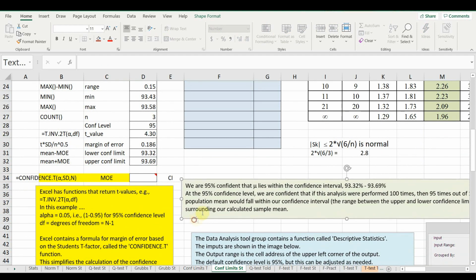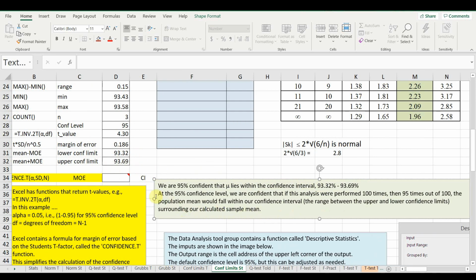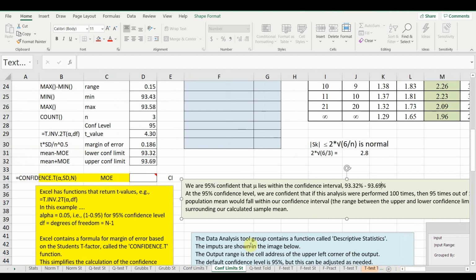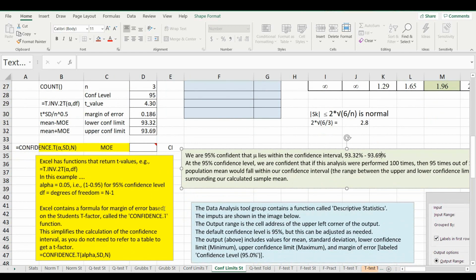We are 95% confident that the true population mean lies within the confidence interval between 93.32 and 93.69. At the 95% confidence level, we are confident that if this analysis were performed 100 times, then 95 times out of 100, the population mean would fall within our confidence interval, that is the range between the upper and lower confidence limits, and that's surrounding our calculated sample mean. So it's a fairly straightforward calculation, and it's very important and useful.